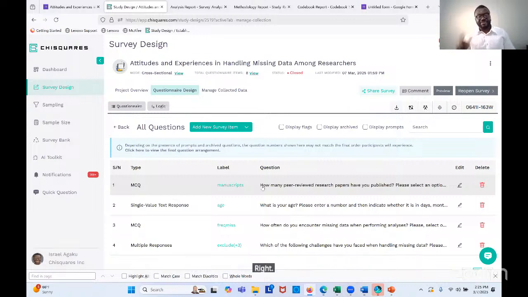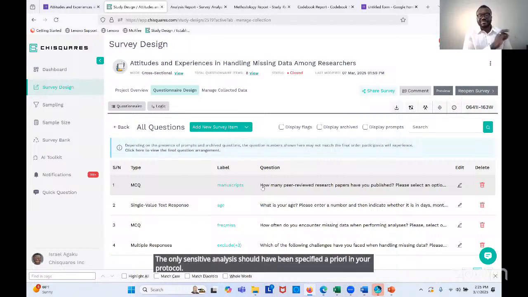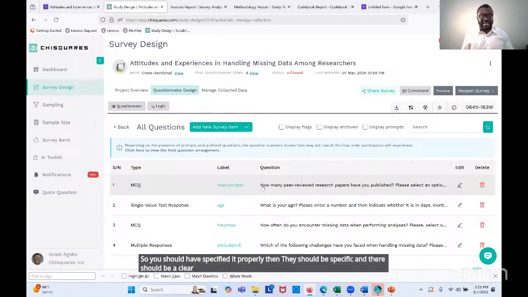So for that reason, to do sensitivity analysis correctly, one, you must specify them a priori. It's not that you do the analysis and then you're like, what are the 1,000,001 sensitivity analyses that I can do now? No. Any sensitivity analysis should have been specified a priori in your protocol. If it was not specified, then it's now a fishing expedition. They should be specific and there should be a clear argument for why each has been included.